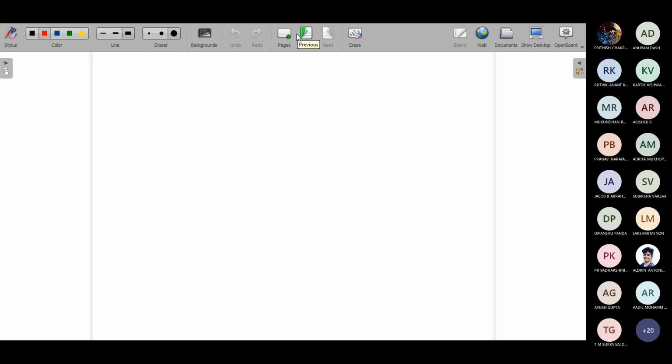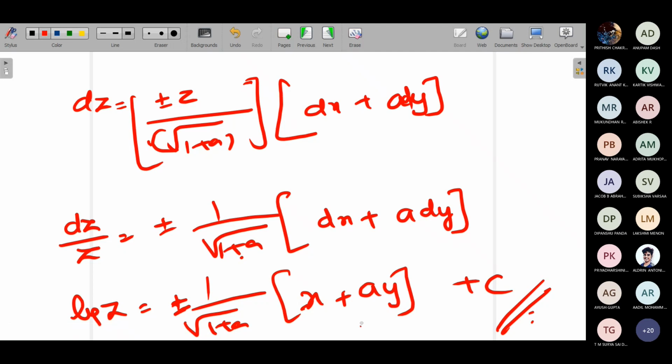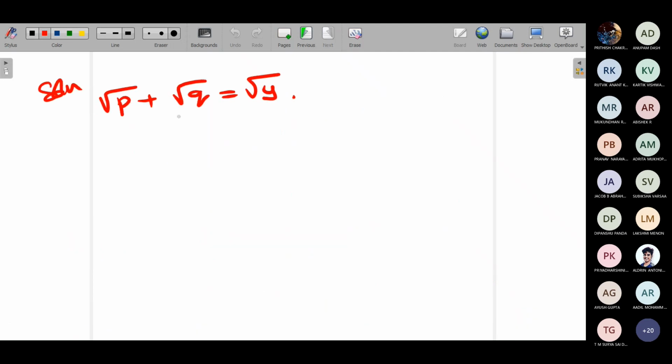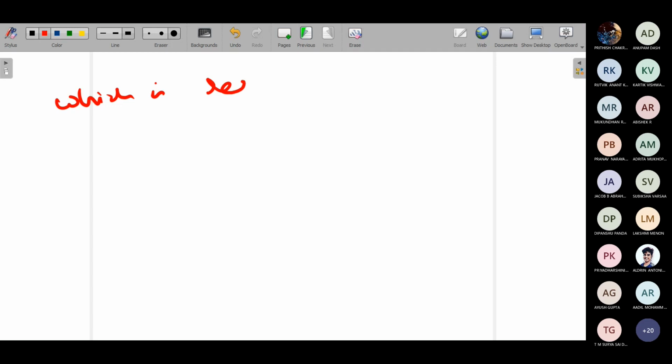Then we will see one more problem. Solve root p plus root q equals root y. I asked for the singular solution. Let me finish that and come back to that. So, which is the required? Which is the required complete integral?